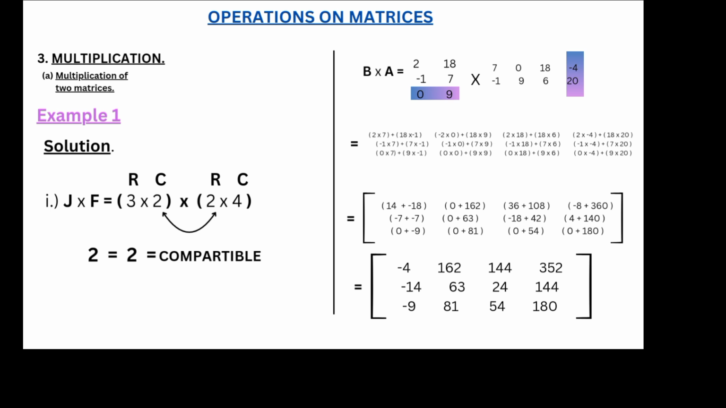Column 1 is negative 4, negative 14, negative 9. Column 2 is 162, 63, 81. Column 3 is 144, 24, 54. Column 4 is 352, 144, 180. So it's a 3 by 4 matrix since it has 3 rows and 4 columns.